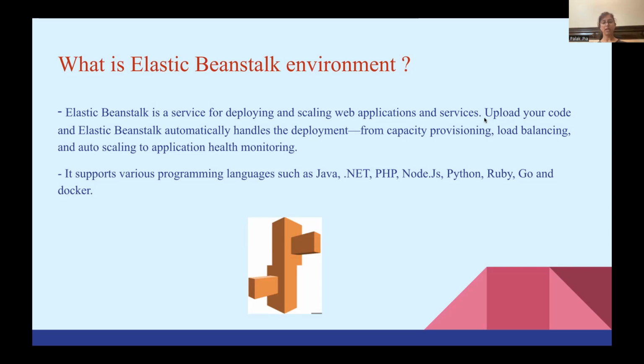It supports various programming languages such as Java, .NET, Python, PHP, Node.js, etc. Even if you want to use some other programming language that is not mentioned here, you can make a request to AWS for that particular language. And this is the symbol of Elastic Beanstalk.